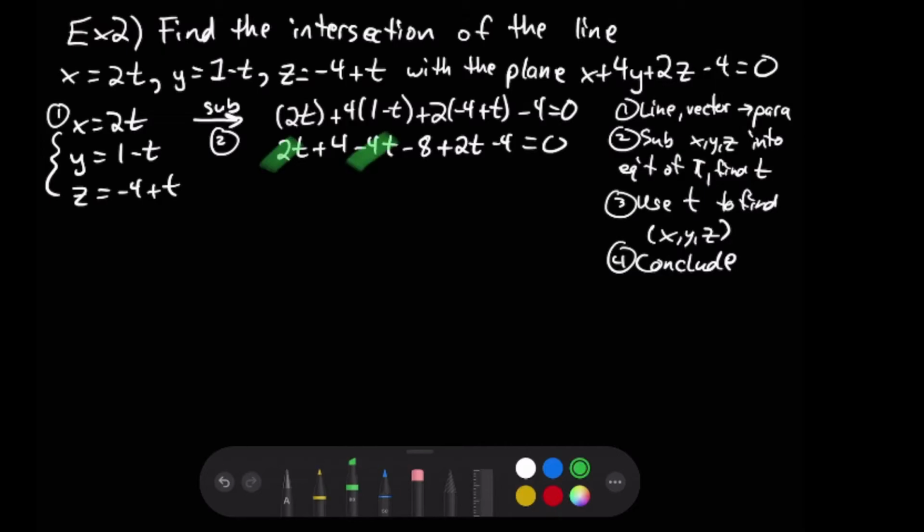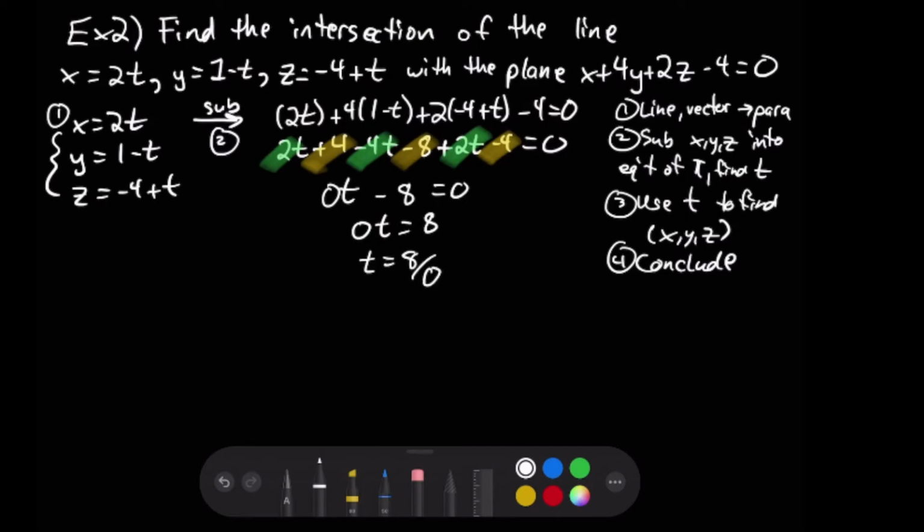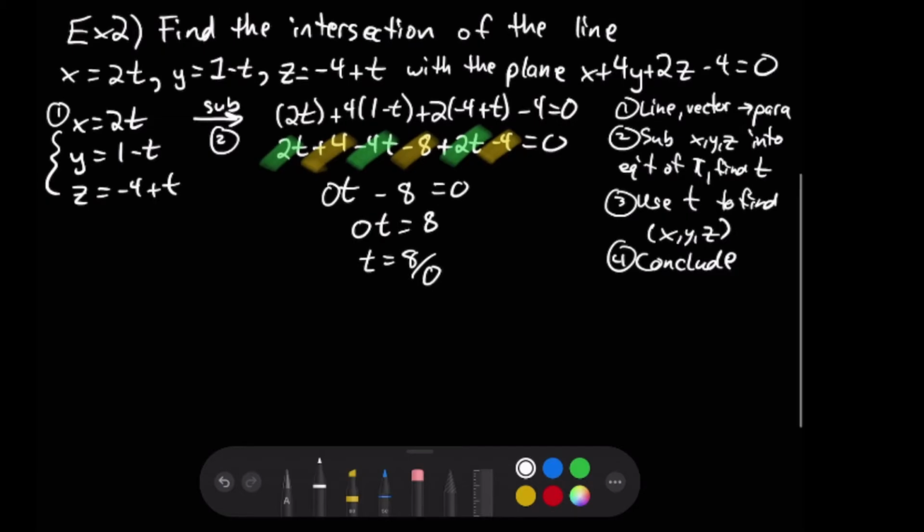2t minus 4t is negative 2t, plus 2t is going to give me 0t. That's interesting. My numbers, so I'm going to have 4 minus 8 is negative 4, minus 4 is negative 8. Minus 8 equals 0, so 0t equals 8. How is that possible? 0 times what number gives us 8? Nothing. There is no answer. If we rearrange and solve for t equals 8 divided by 0, that's not defined, so this is not possible.